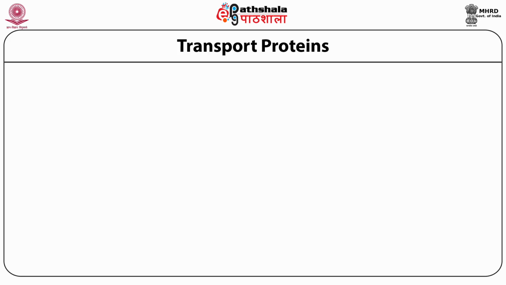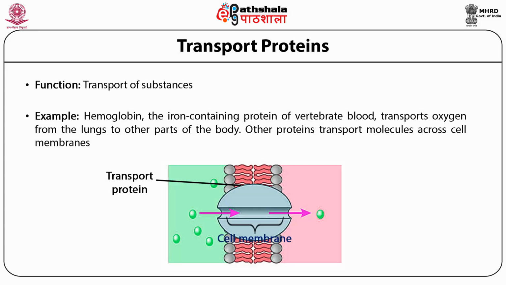Transport proteins are another class of proteins, where the main role is transport of substances. Examples are hemoglobin, which is again a protein, the iron-containing protein of vertebrates. Blood transports oxygen from the lungs to the other parts of the body. Other proteins transport molecules across the cell membranes. So the very important phenomenon is transporting substances or molecules from one place to the entire body. That is called transport proteins.